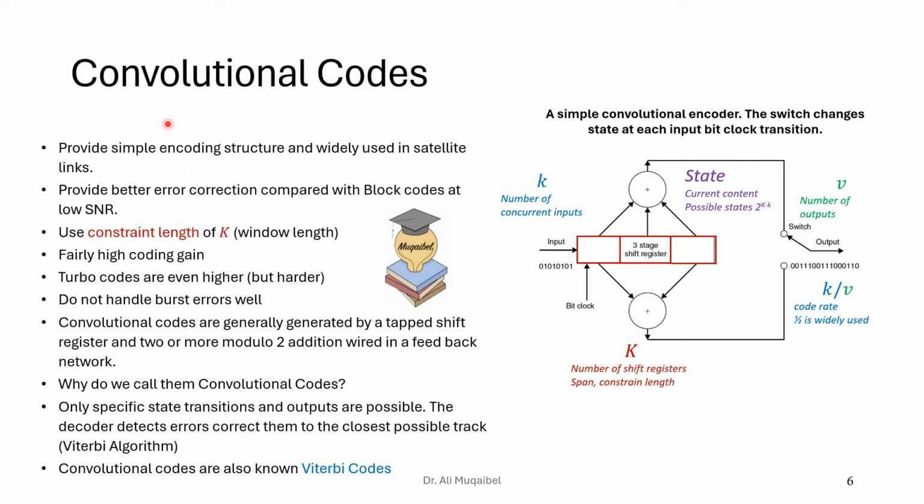Okay, so this slide introduces convolutional codes, explains the variables, the rate, the constraint length, and the span. And of course, we touched on some of the properties of convolutional codes.